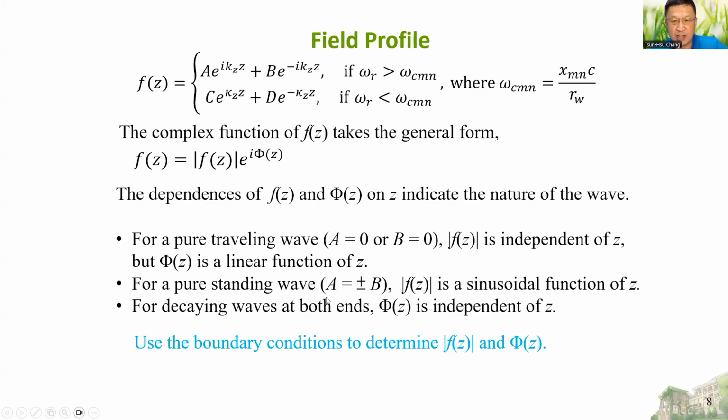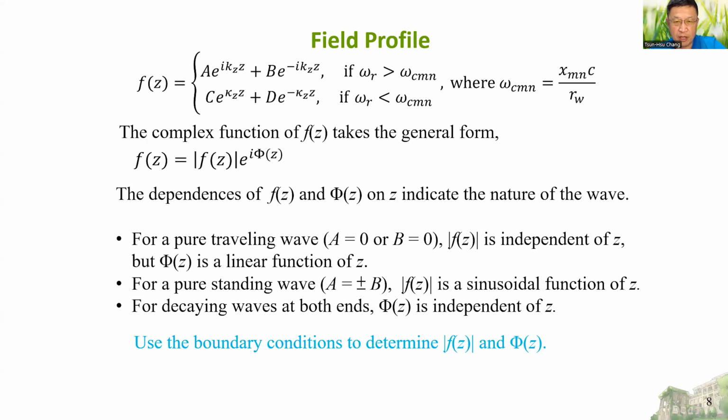For a pure standing wave, A equals plus or minus B, and f of z is a sinusoidal function, sine or cosine, which is a standing wave. The wave cannot propagate for this condition. For decaying waves at both ends, exponentially decaying waves, phi of z is independent of z, because we have real components only.